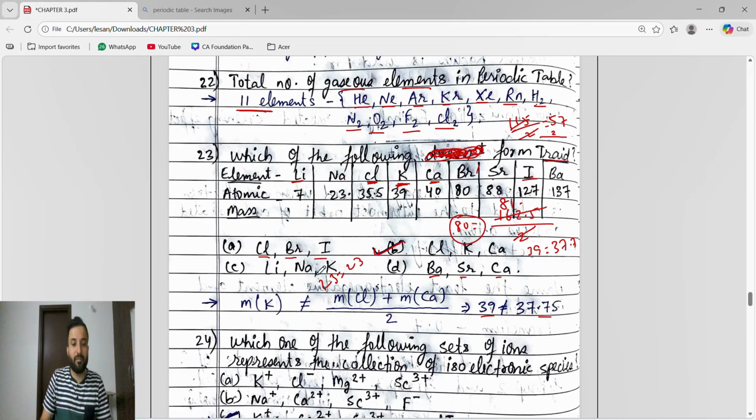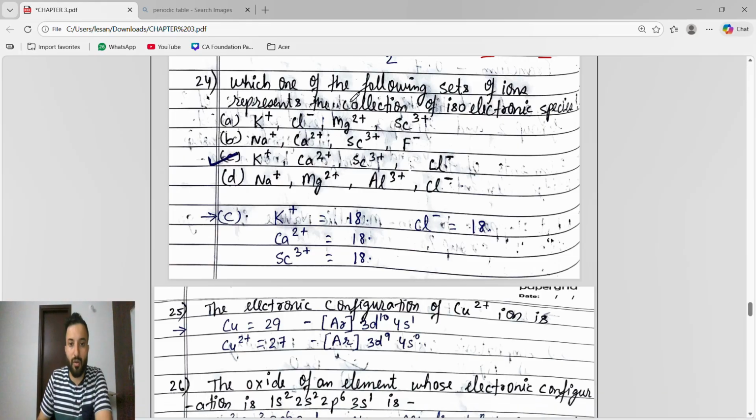Form triads means, guys, we know the atomic mass of the middle element equals the average of the atomic mass of the first and third element. When we did here, we got 80. This is 80, but for chlorine and iodine, when we add and divide by 2, we get 81 point something. It is not forming the triad. Here also, 30 is not equal to this. It's not forming the triad. Here also it's not forming the triad, but in this it's forming the triad. 23 equals 23. That's it. So the question is, which of the following form triads? Option C is the correct answer.